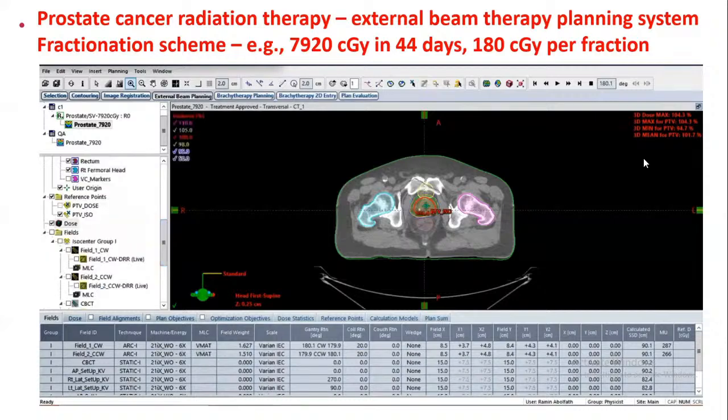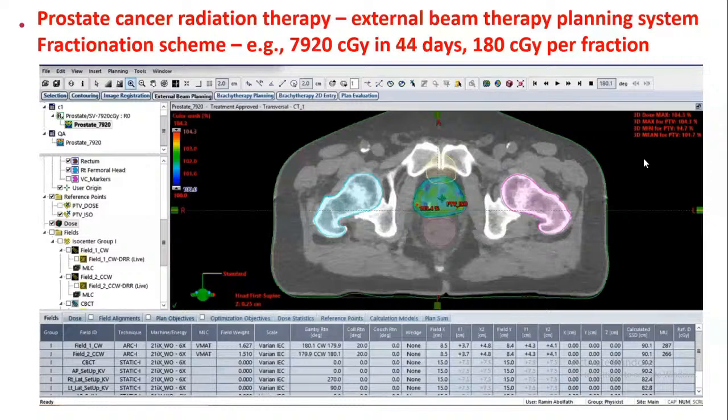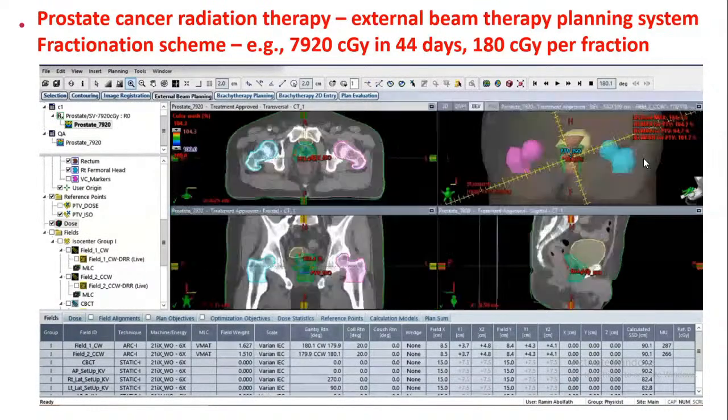Now we are going to see the dose distribution. So these are the isodose lines, and here is the color plot of the dose. This is 100% coverage, which we see that the entire prostate is covered by the dose prescribed by the physician.